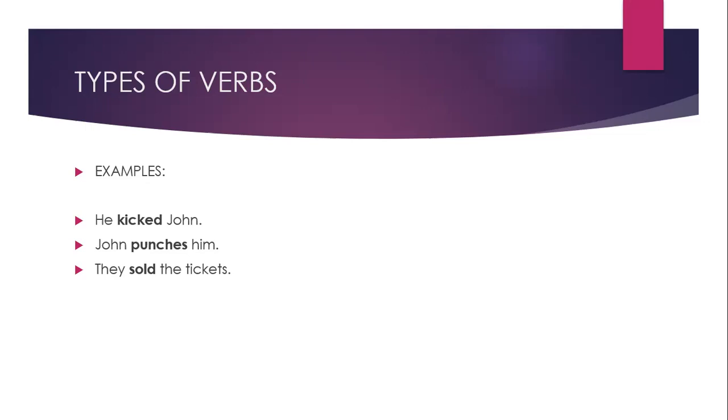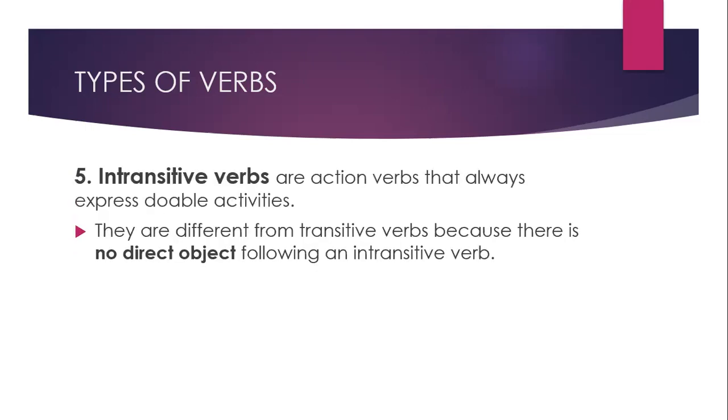Here too, we have the verb sold followed by a direct object which receives the action of the selling. So sold here is a transitive verb. In transitive verbs, you expect them to be followed by a direct object. And the direct object can be a human being, an object, or an animal, right?